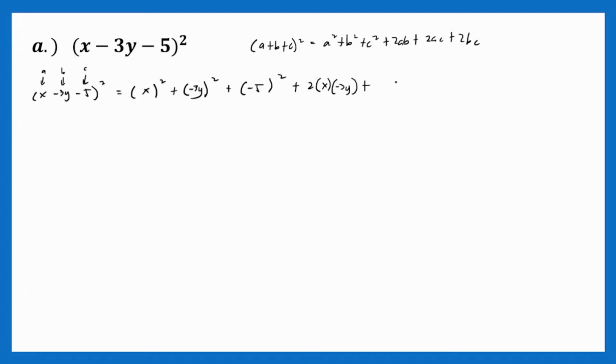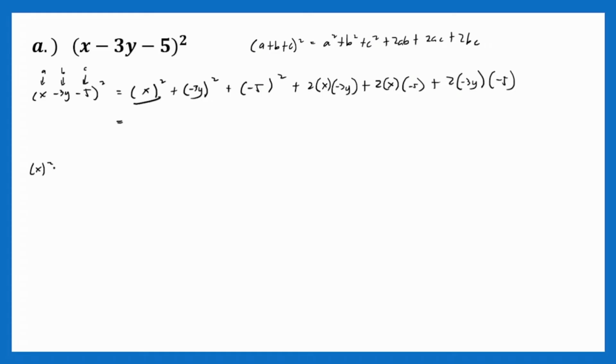Plus 2 ulit. Ang A is X, ayan. Ano ang C? Negative 5. Plus 2 ulit. Ang B is negative 3y, ang C is negative 5. Ayan. So, make sure tama ka ng mga negative dyan, positive dyan, dapat tama lahat yon. Okay? Isa-isay natin. So, let's have this one.